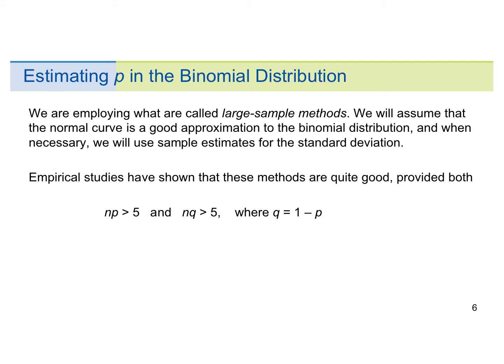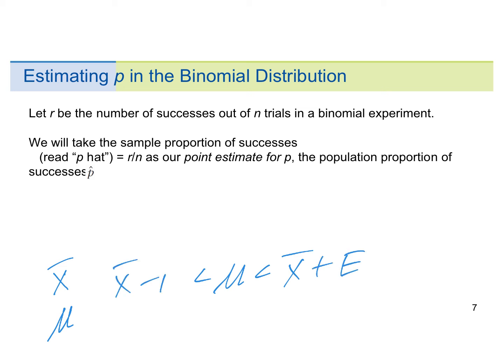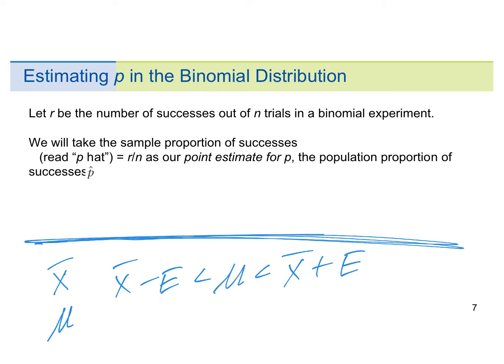Here's the only criteria that you need in order for these problems to be normal. N times P must be greater than 5, and N times Q must be greater than 5. Once those are met, then it's a good approximation to a binomial distribution. In our previous two chapters, 8.1 and 8.2, we used X bar as a point estimator for mu. And if you think about it, remember you had X bar plus the E and X bar minus the E. So that was 8.1 and 8.2.